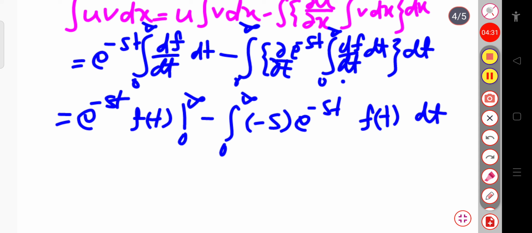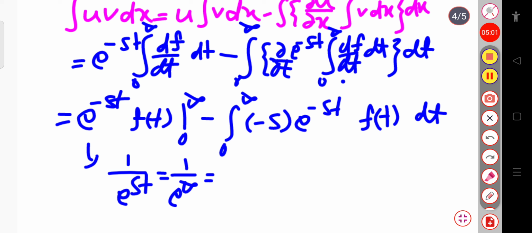Okay, now in the first case, when I put the limiting value, the upper limit is infinity, then this exponential minus st, that is exponential minus infinity, is 1 by exponential st, since it has a negative power. So this will be equal to 1 by exponential infinity, that will be 1 by infinity, and 1 by infinity, you know, is equal to 0. So for the upper limit, this value goes to 0.